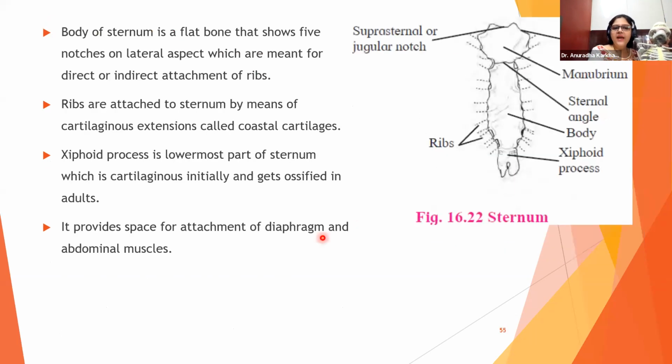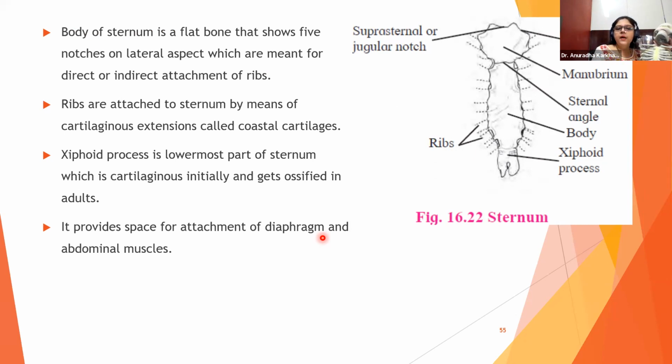Body of the sternum is flat bone. You can see very clearly. Okay, that shows 5 notches on lateral aspect which are meant for direct or indirect attachment of the ribs. You can very well see 1, 2, 3, 4, 5. यहाँ तक बॉडी है बेटा, इसके बाद में ये xiphoid process स्टार्ट होता है. Okay, correct. Ribs are attached to the sternum by means of cartilaginous extensions called the costal cartilages.